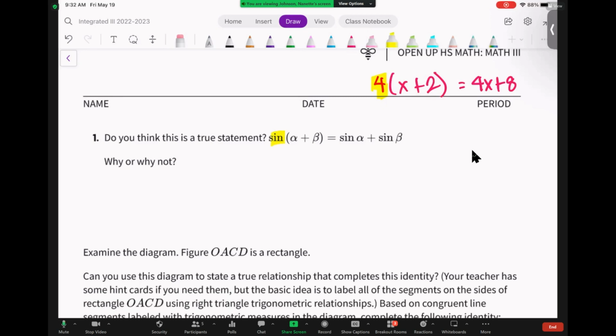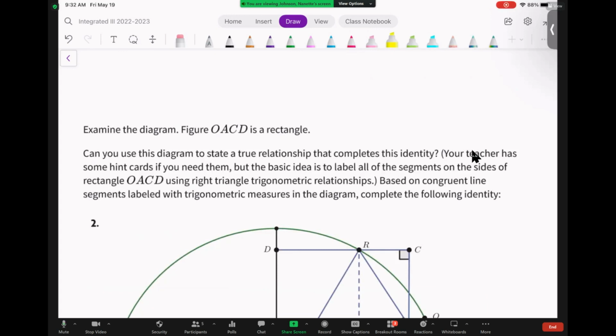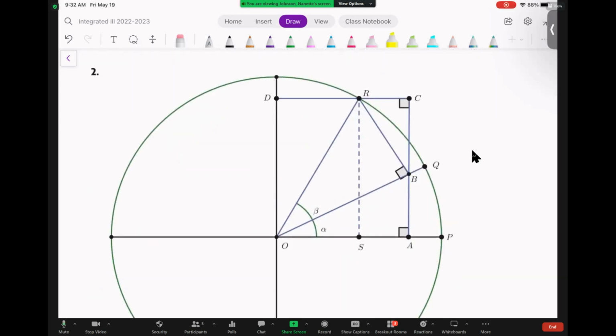It's actually asking you what is the ratio of opposite to adjacent. So you can't do that individually because it doesn't actually work, and you'll see why in a second. Okay. So it says examine the diagram, a figure OACD. It's a rectangle. Does everybody see OACD? They're saying that's a rectangle.